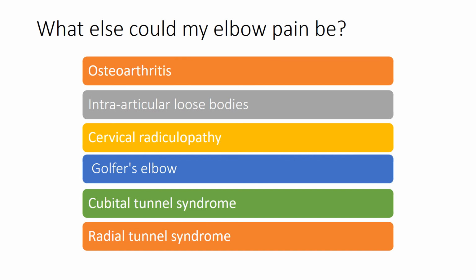Cubital tunnel syndrome. This is an entrapment of the ulnar nerve at the elbow, which may lead to numbness and tingling along the ring and little finger. And lastly, radial tunnel syndrome. This is an entrapment of the radial nerve at the elbow, which may lead to numbness or tingling along the thumb, index and middle finger, as well as weakness in the thumb and wrist.